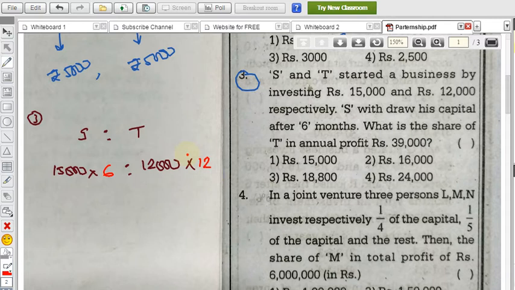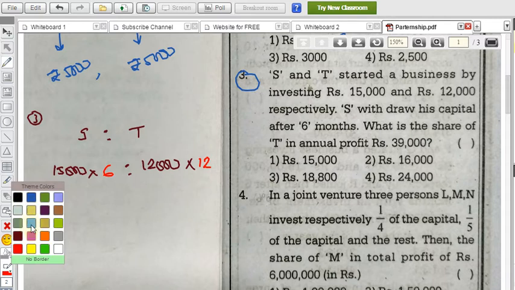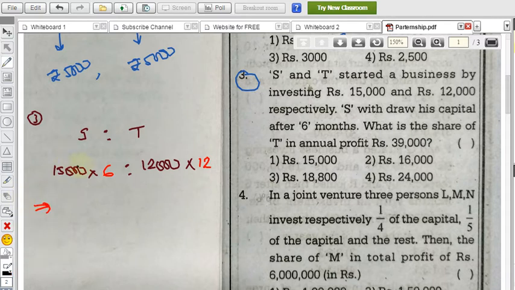Now if we simplify this, we can do cancellation. 15,000, 12,000. 6 ones are 6, 6 twos are 12. 15 and 12. 3 fives are 15, 3 fours are 12. So the ratio is 5 is to 8. So T's ratio is more, so T should get more.